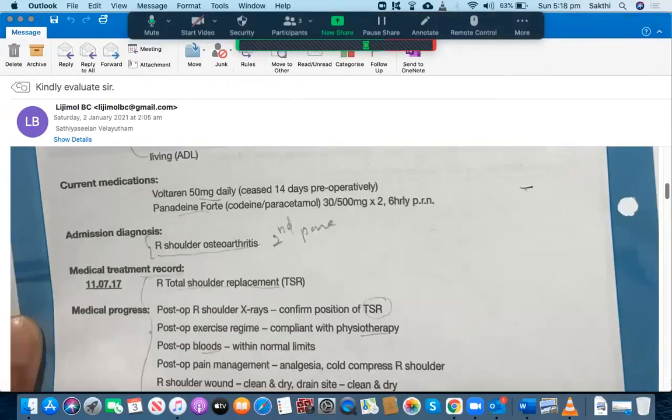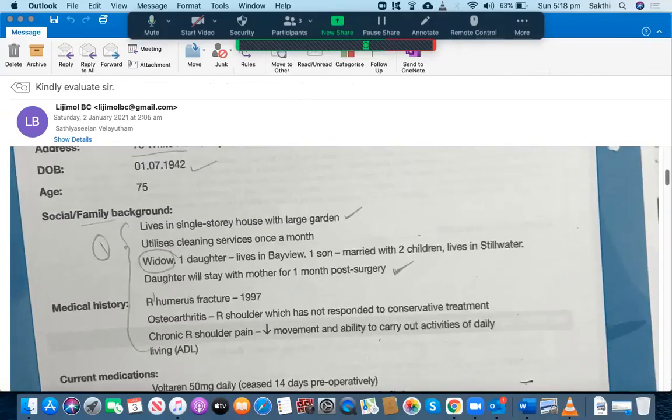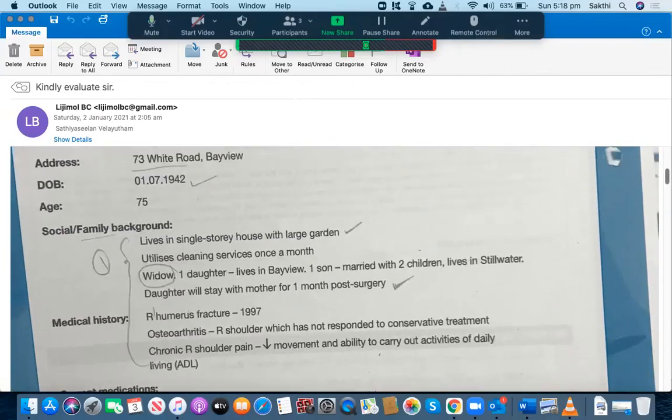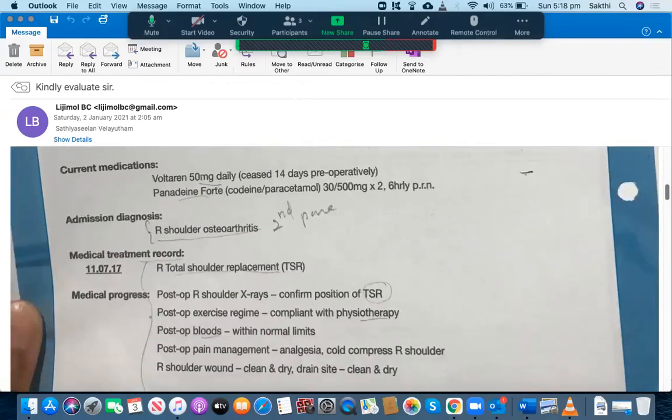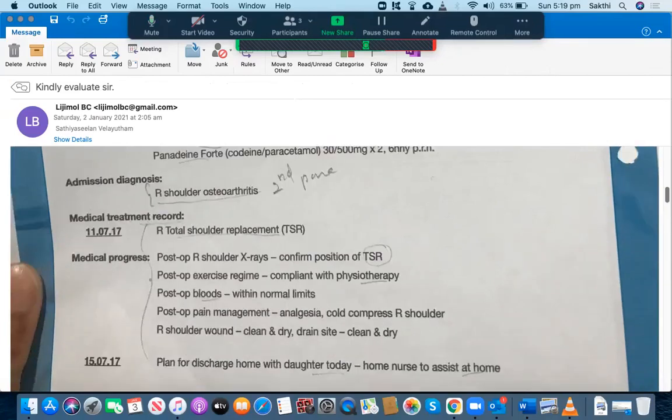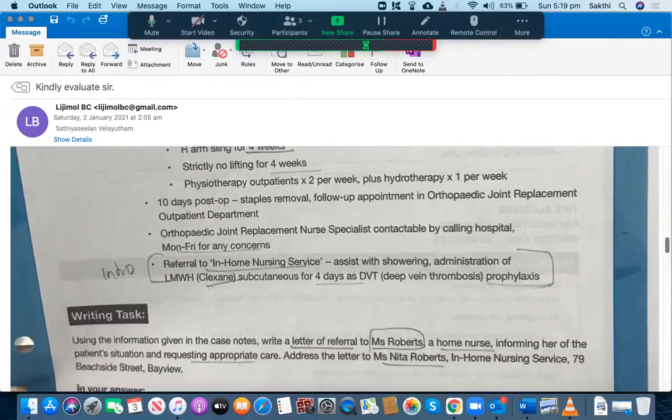Yes, okay, let's go through here. Where do you want to go? Go ahead. Do you want me to go to the next one? Are you able to see the screen? Yeah, the writing task, sir. Okay. Yep. All right.